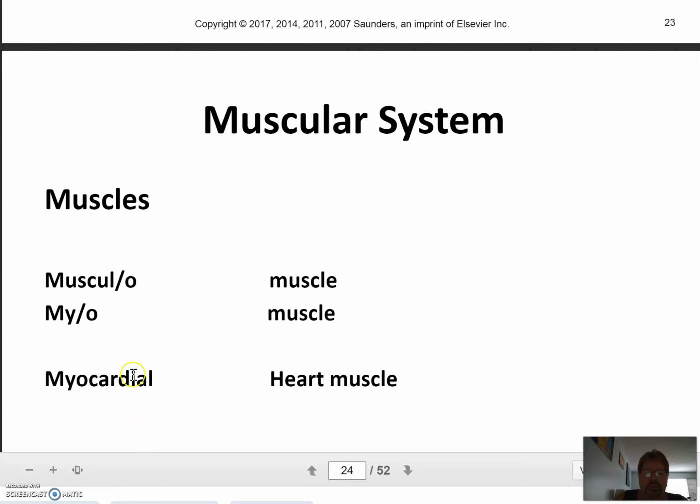Now, cardio means heart. Myo means muscle. So what does myocardial mean? Don't look over here. Don't peek. Of course, it's the heart muscle.